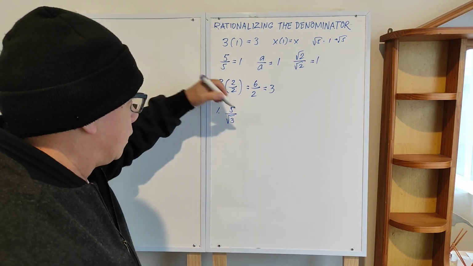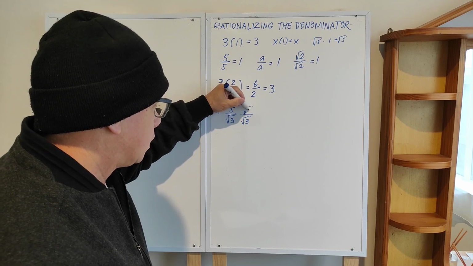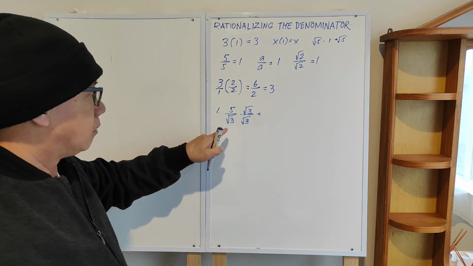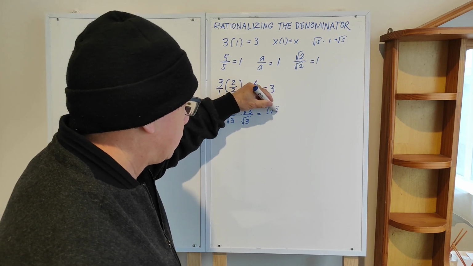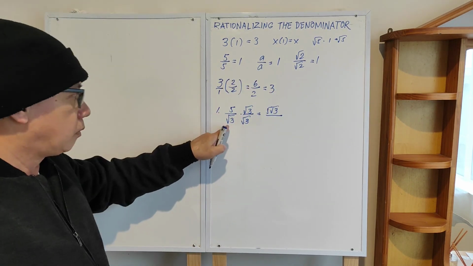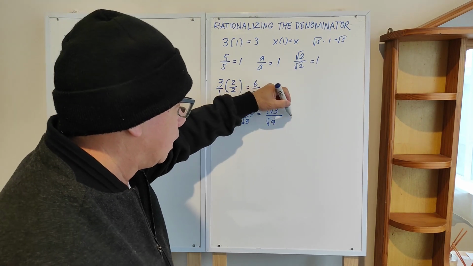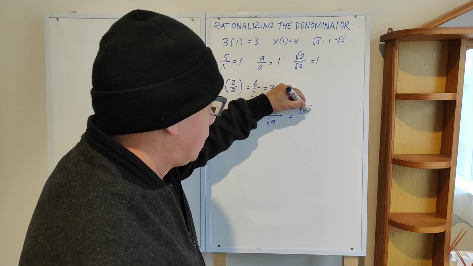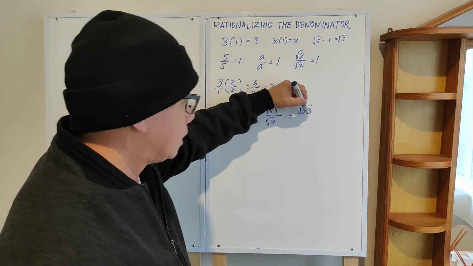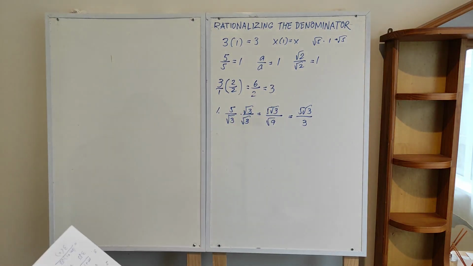radical. For example, if we multiply this one by square root of 3 over square root of 3, the numerator will become 5 square root of 3, but the denominator, we multiply this one with this one, it will become square root of 9. So your answer will be 5 square root of 3 over square root of 9, but square root of 9 is 3. So you were able to remove the radical sign from the denominator.